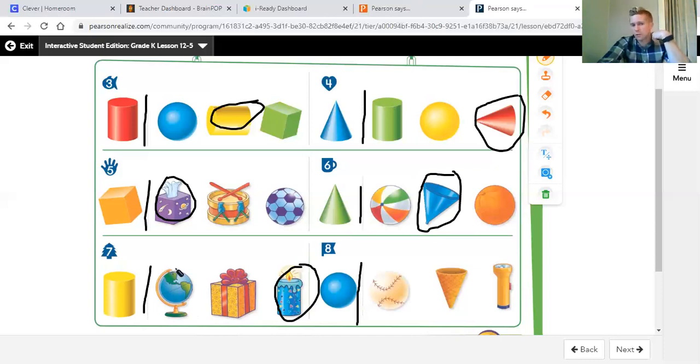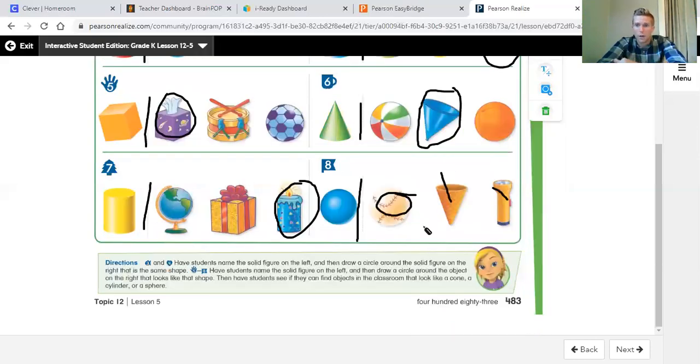Now this one, what would you say this is? Yell it out. This right here. Remember, it's not a circle. It is a sphere, right? A globe is a sphere. What about this present? This is a cube. Good, but we wanted to match the cylinder. Excellent. Number 8, this sphere here. Which one of these is a sphere? Not the cone, not the flashlight, right? I hope you circled this baseball, all right? That was not my best circle, but I tried, all right?